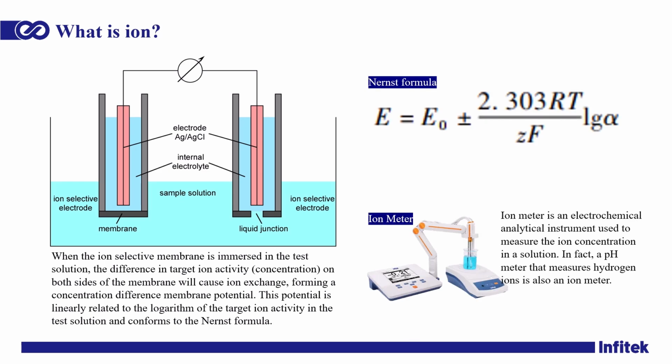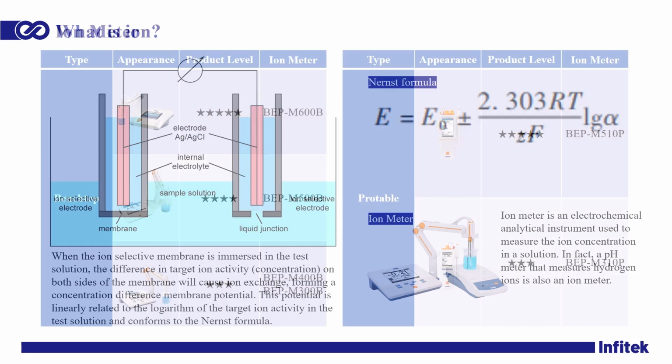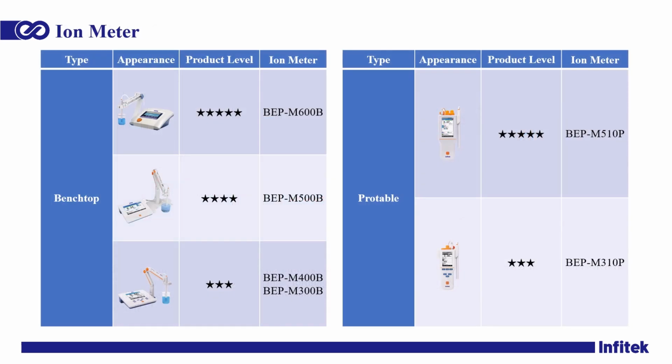Ion meter is an electrochemical analytical instrument used to measure the ion concentration in a solution. In fact, a pH meter that measures hydrogen ions is also an ion meter. I have listed the different models of benchtop and portable ion meters. Our models can cover high, medium, low-end products to meet your needs.